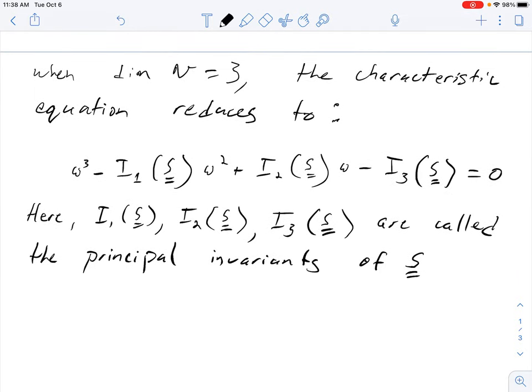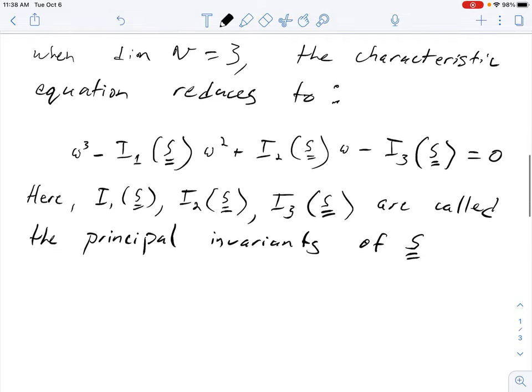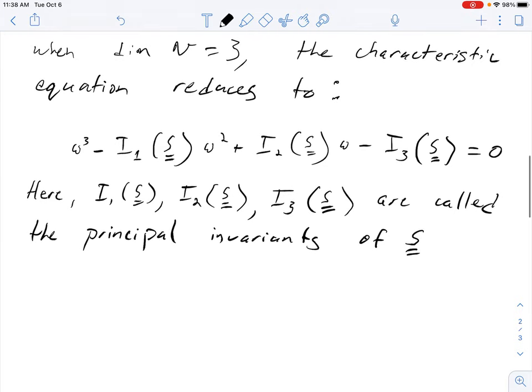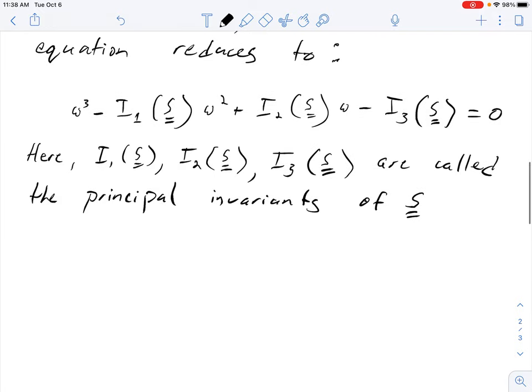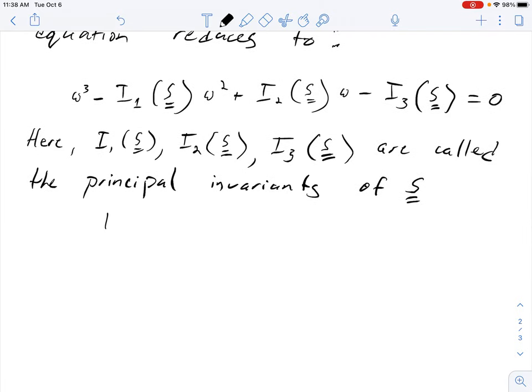So principal in the sense that they are the coefficients of the characteristic polynomial, and invariant in the sense that if you were to apply, say, a change of reference frame, so you have the same thing going on, but you're looking at it from a different angle. So in other words, you have a rotation, you would end up with the same principal invariants, and they are given by this. And remember, this is only for the dimension of V equals 3. I1 of S is equal to the trace of S.